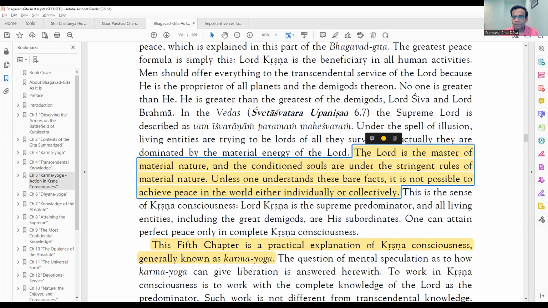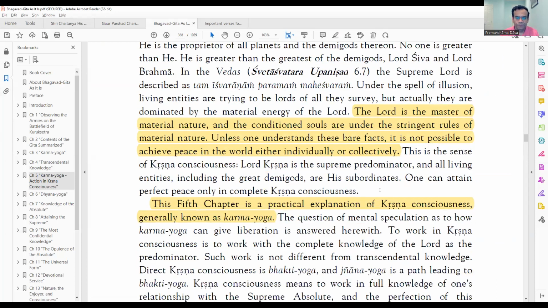Let's read this. The Lord is the master of material nature, and the conditioned souls are under the stringent rules of material nature. Unless one understands those bare facts, it is not possible to achieve peace in the world either individually or collectively. So we have to establish this fact that Krishna is the supreme controller. And that has to be established in my heart. Then only peace will come in.